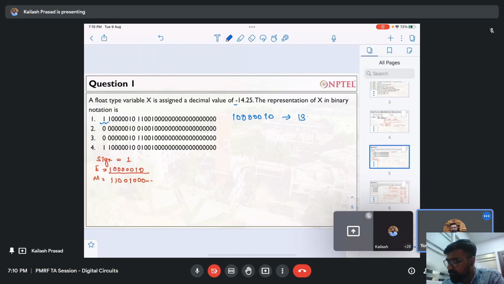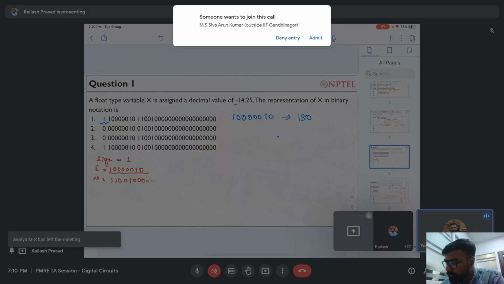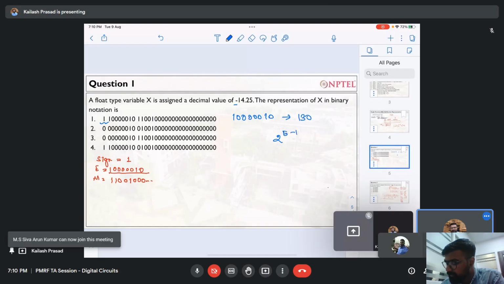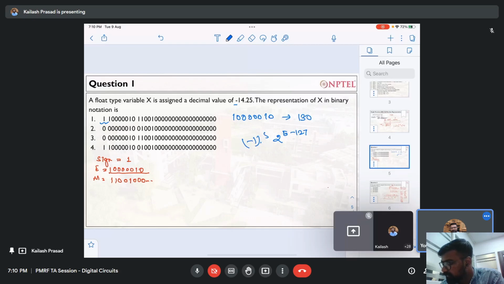It is 130. So when you represent, what you represent is 2 to the power e minus 127, and minus 1 to the power s, into 1 dot n. So from here you have to find out this particular part, e minus 127. So this will be minus 1 into 2 to the power 3.